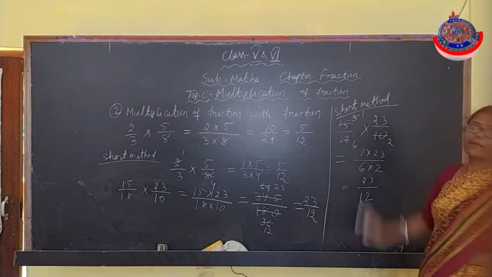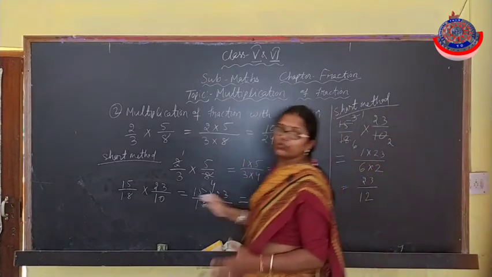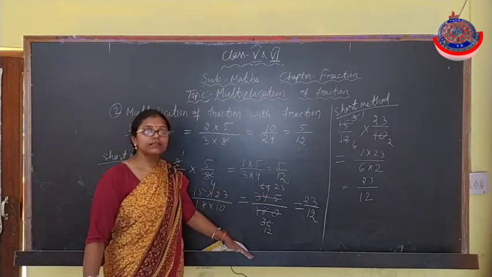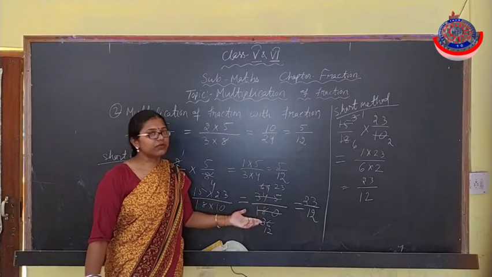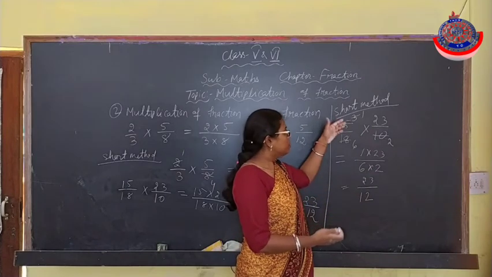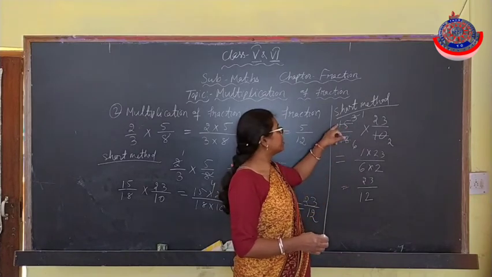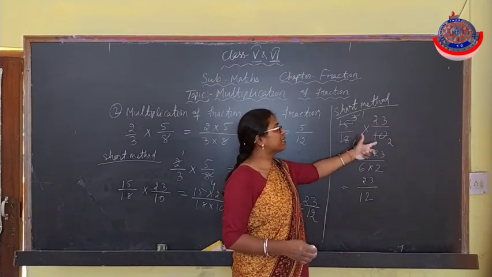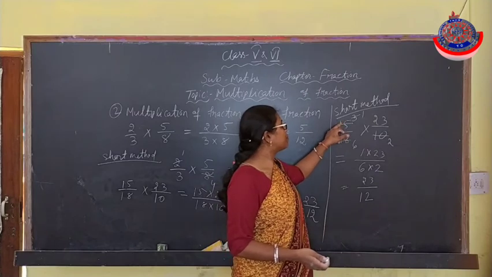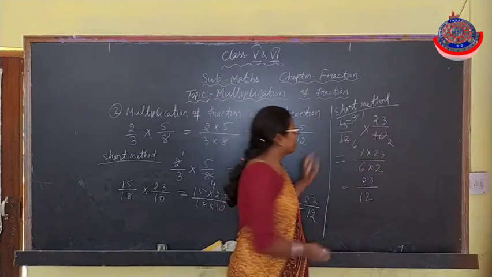Any method you can apply. Which one is easy for you? You can apply any method. You just multiply both the numerators and both the denominators. After that you can simplify it. You can reduce it into the lowest term, or you can first cancel, or first divide any numerator with any denominator by their factors only. See here, 15 and 10. What is the factor of 15 and 10? Common factors, not only factors, by their common factors. Here see, what is the common factor of 15 and 10? 5 there. Or like this also I can do.